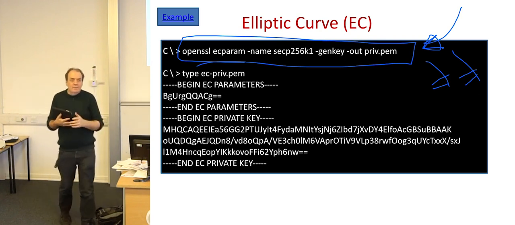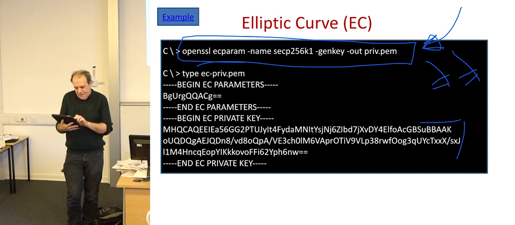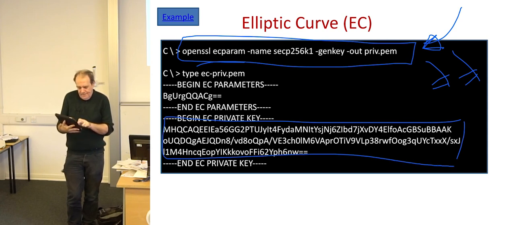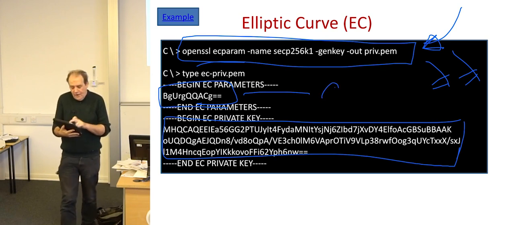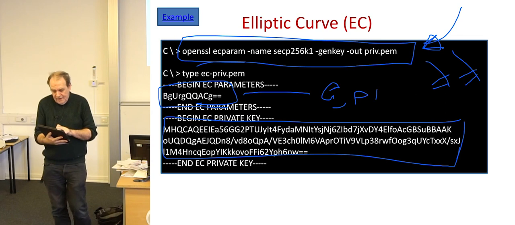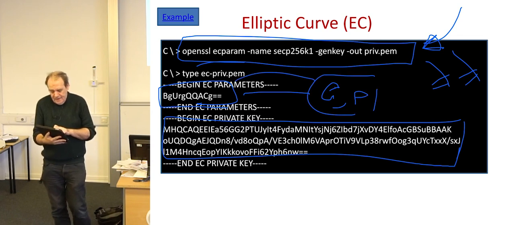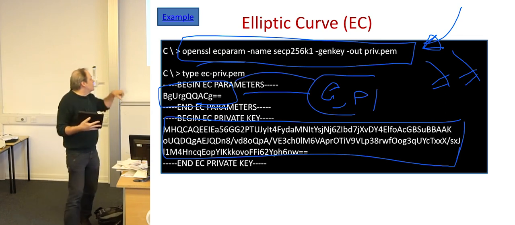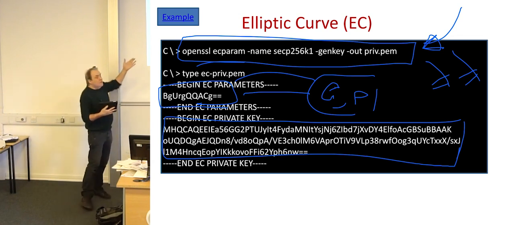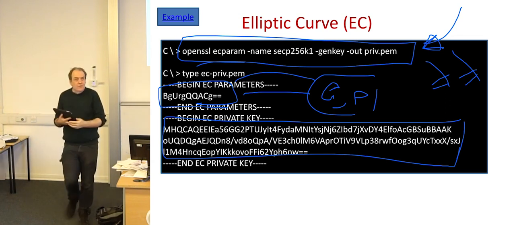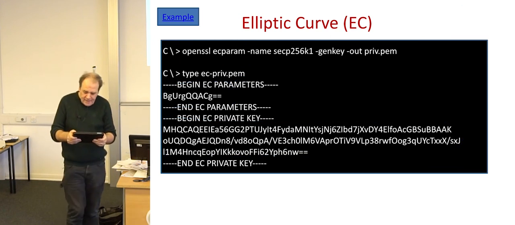So the private key looks like that, and it has both the public key and the private key actually on it. So there's the private key in there. There's the parameters that we're using for our elliptic curve. So that's the G value and the prime number are in there. So when somebody's reading this, they know what we've actually used for our elliptic curve.